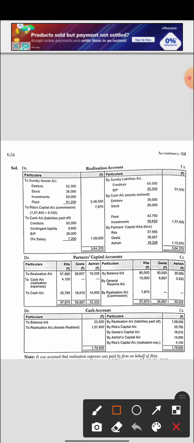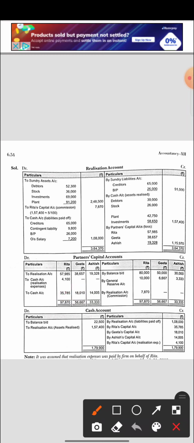By realization, liabilities paid off. You paid off your liabilities. How much are the liabilities? 1,08,000. You paid them all back. So you paid back your liabilities, and so it is a payment, 1,08,000. Rita's capital. So you have to pay for Rita, right? How much did you pay? 35,000. Where did you get 35,000? Here. Then 18,000, then 14,000. This is where you got all these capitals from. And finally, for Rita's capital account, we charge 4,100.